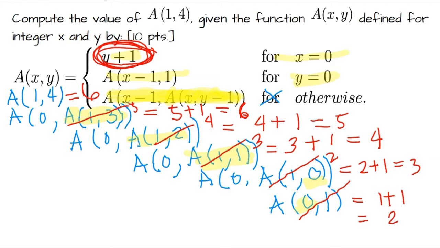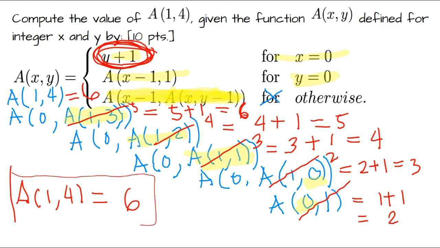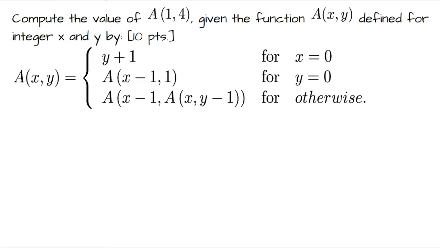So, the final value of A(1,4) basically is 6. And so this is the final answer. A(1,4) is equal to 6. Let's try another Ackermann problem.